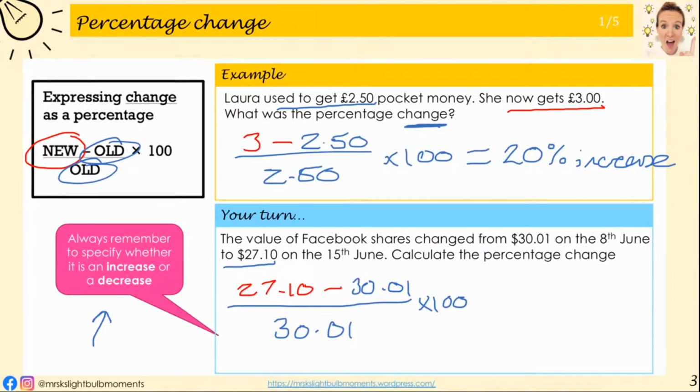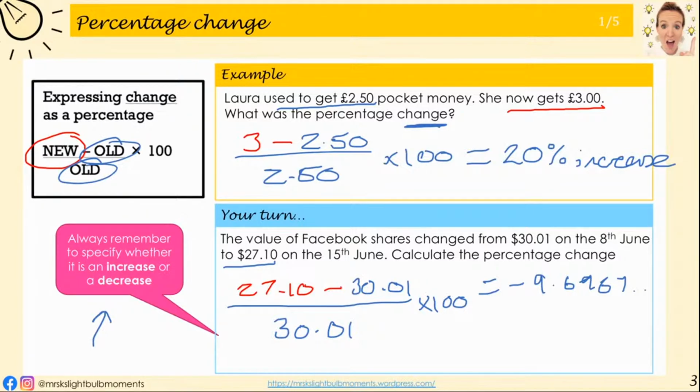Put that into your calculator and you should get out, this time it's a negative answer. We get minus 9.6967... Now the negative just means that it's a decrease. And you can see that from the question, it's gone from $30 down to 27. So we don't need to write the negative in our final answer.